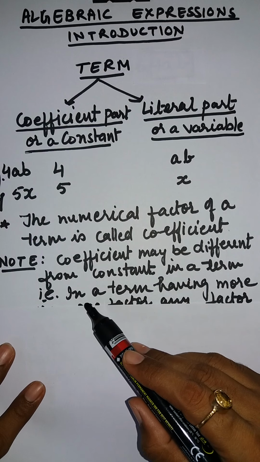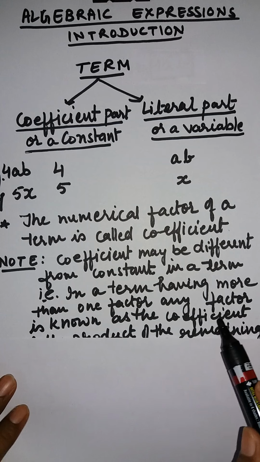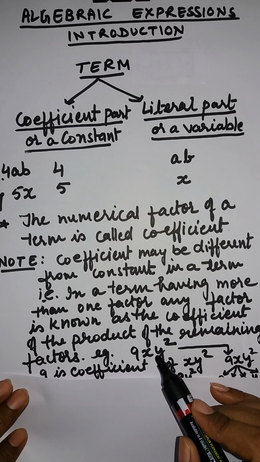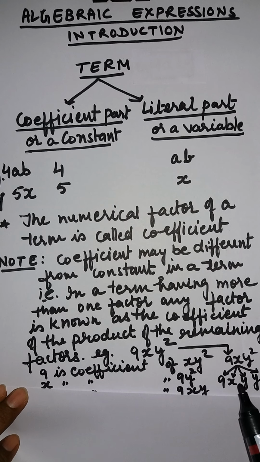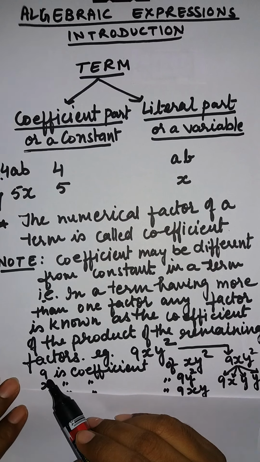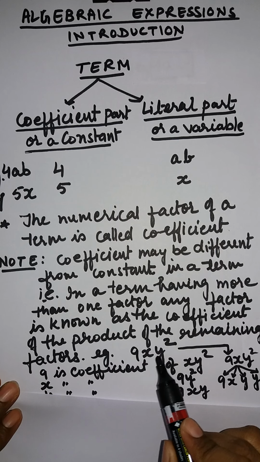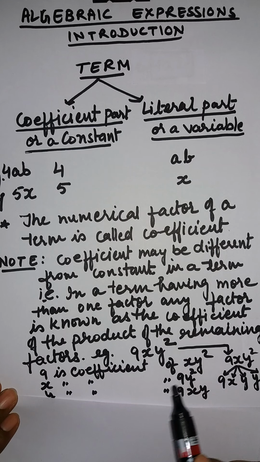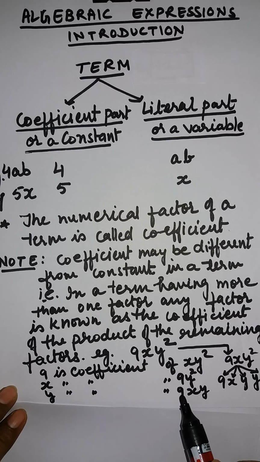How? In a term having more than one factor, any factor is known as the coefficient of the product of the remaining factors. For example, 9xy square. When we see, the factors of 9xy square are 9, x, y and y. We can find 9 is the coefficient of xy square, the product of the remaining factors. x is the coefficient of 9y square, the product of the remaining factors. In the same way, y is the coefficient of 9xy.